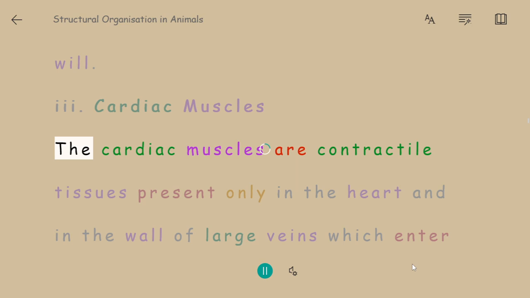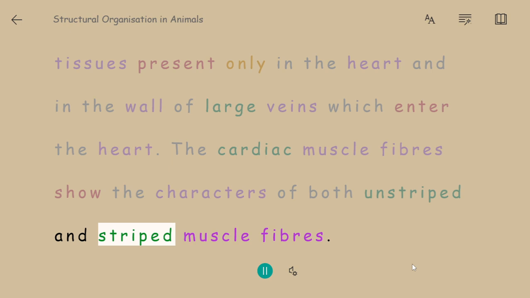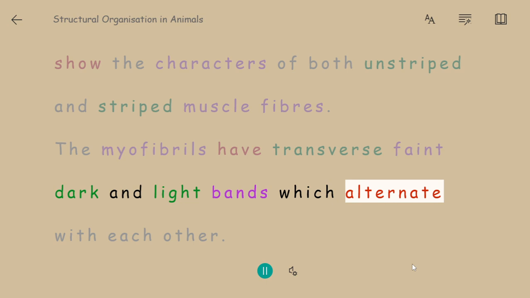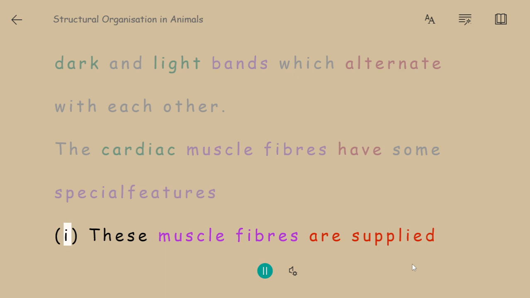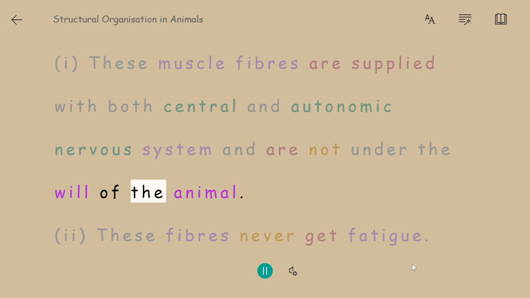The cardiac muscles are contractile tissues present only in the heart and in the wall of large veins which enter the heart. The cardiac muscle fibers show the characters of both unstriped and striped muscle fibers. The myofibrils have transverse faint dark and light bands which alternate with each other. The cardiac muscle fibers have some special features. 1. These muscle fibers are supplied with both central and autonomic nervous system and are not under the will of the animal. 2. These fibers never get fatigued.